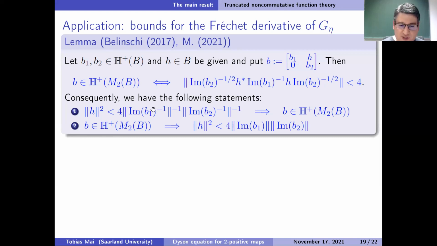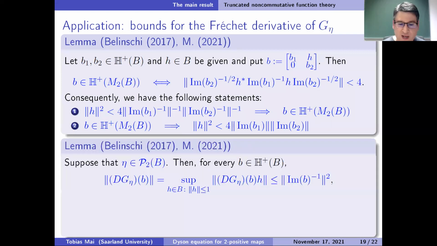So we know if this condition is satisfied, this particular point here lies in the 2x2 upper half plane. And the other way around, if I know that my B lies in the upper half plane, I have this bound here. And the H sits exactly at the position where the derivative shows up. So this bound here will give me a bound for the Fréchet derivative of my Cauchy transform.